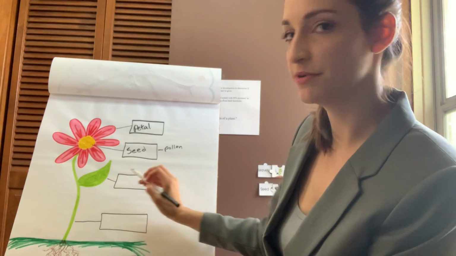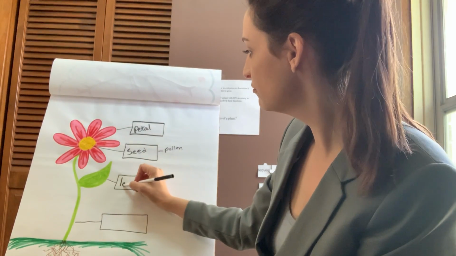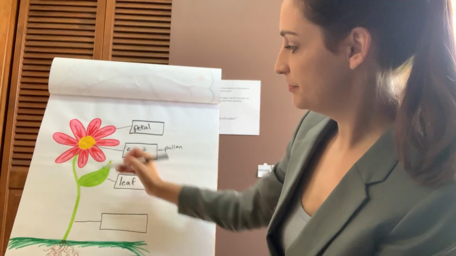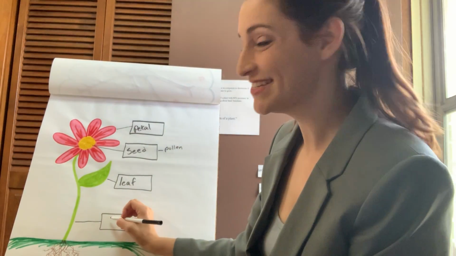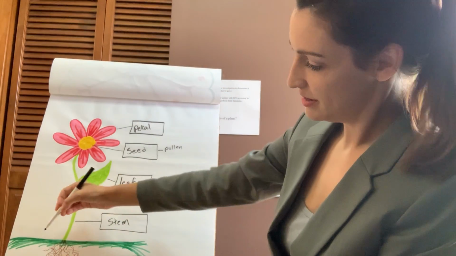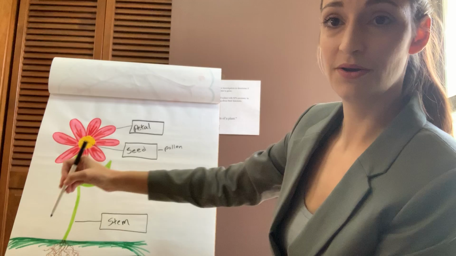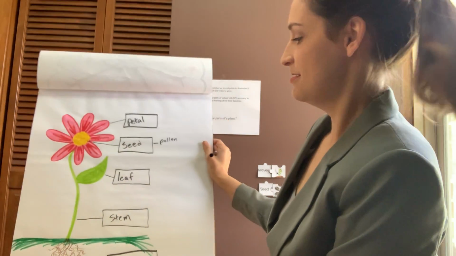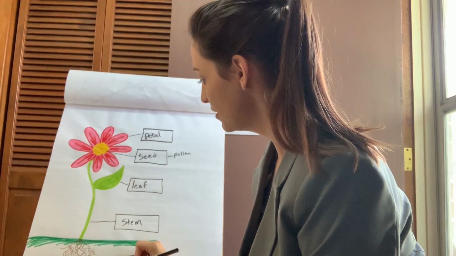Well, now what is this one? Yeah, our leaf. And this part, the stem. And here, oh, can you see? The roots, that is right.